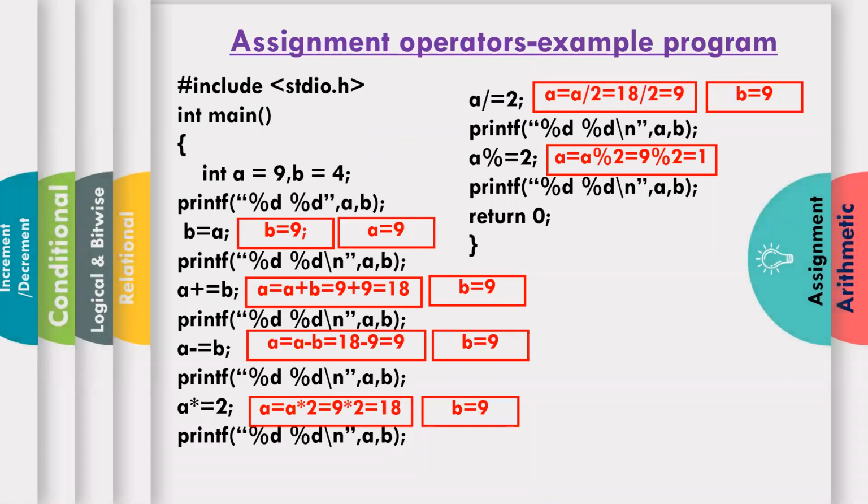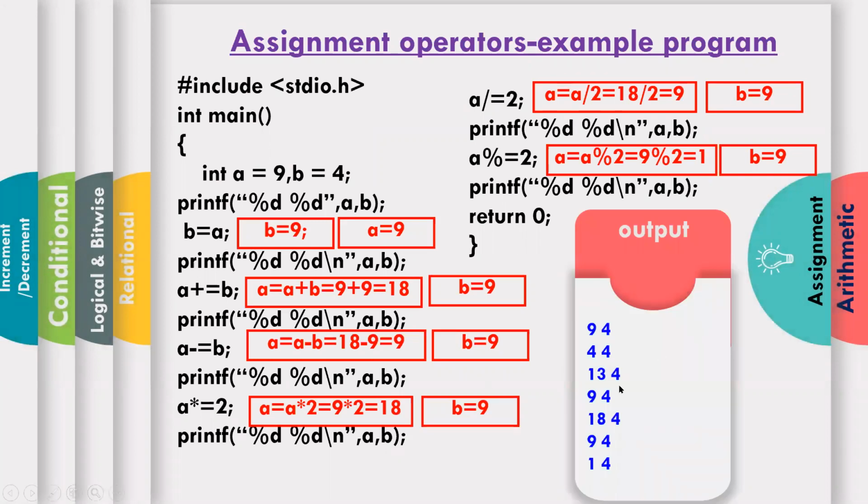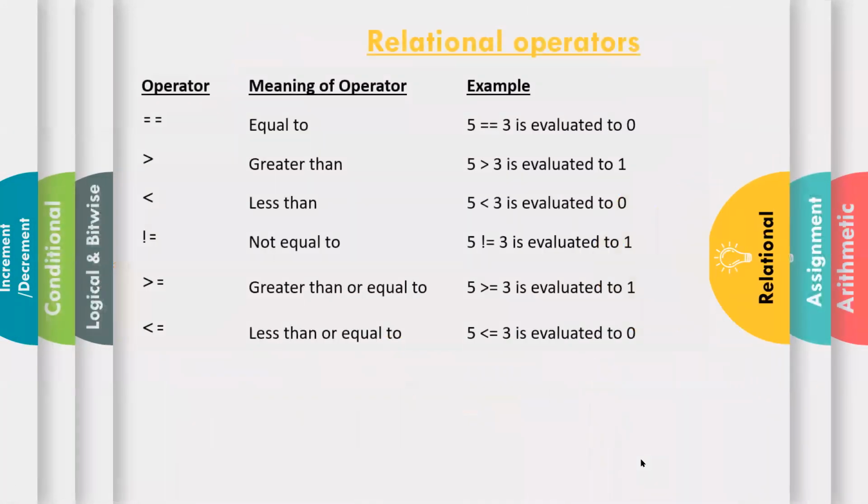Okay, so here we got different output actually. All these B values are changed. Okay, next, relational operators. Here you observe one important thing. There is an operator with double equal to. Previously we called equal to an assignment operator, and a double equal to operator is also available in C. This is called the relational operator or comparison operator.